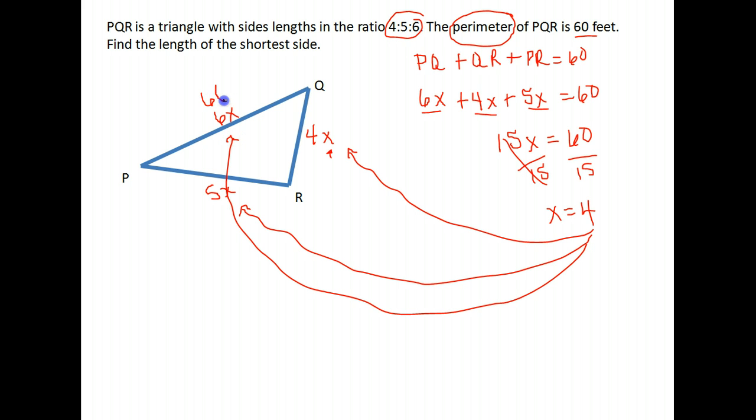So this would be 6 times our common number 4, or 24. This side here is 4 times 4, or 16. And this side is 5 times 4, or 20. We now have the lengths of all of those sides. They wanted the length of the shortest side, so our shortest side was 16.